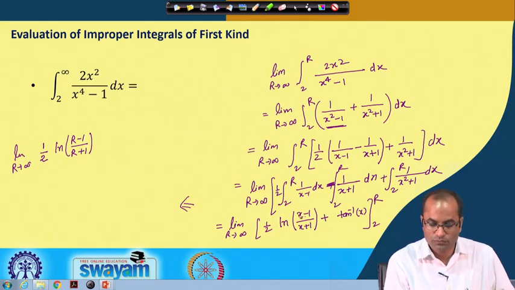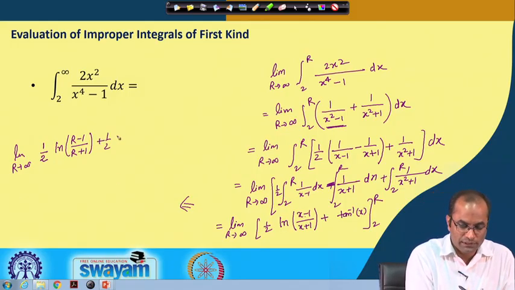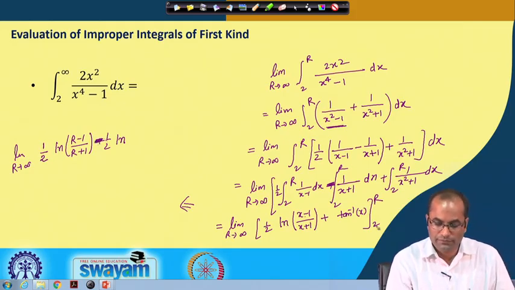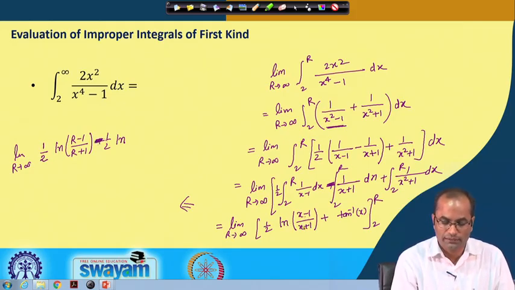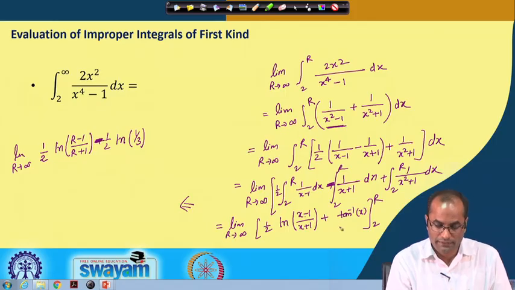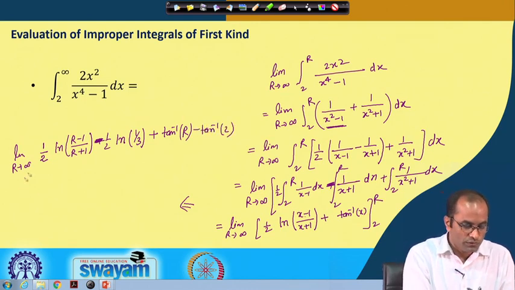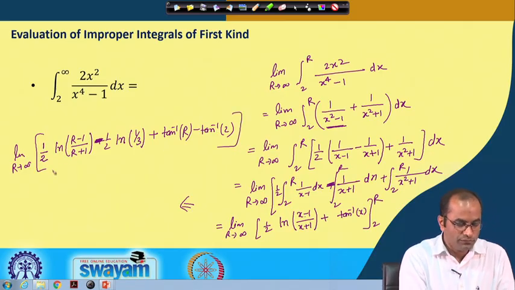So, minus here 2 minus 1, 1, and then here we have 3. So, we have 1 by 2 and this ln, with a minus sign because of this lower limit. So, minus half and then 2 minus 1, so ln 1 by 3, and then we have here tan inverse r and minus tan inverse 2. And then everything has this limit r to infinity.